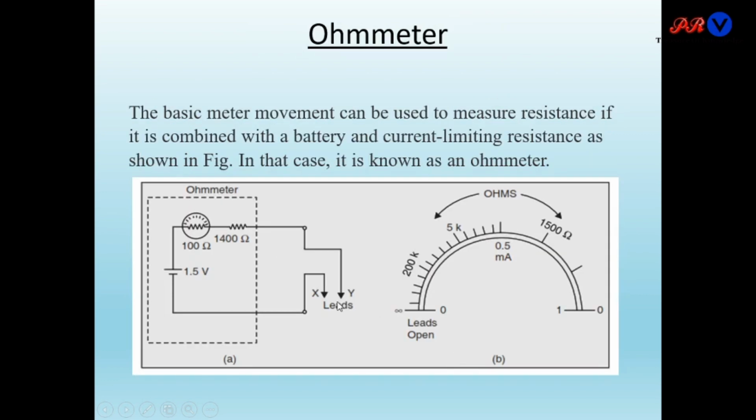So when these leads are open circuit, then no current will flow through them. So current through the ohm meter is 0. This current 0 milliampere corresponds to infinite resistance across these leads, because no current is flowing through the circuit. So in this way we can calibrate our scale in terms of ohms or resistance.